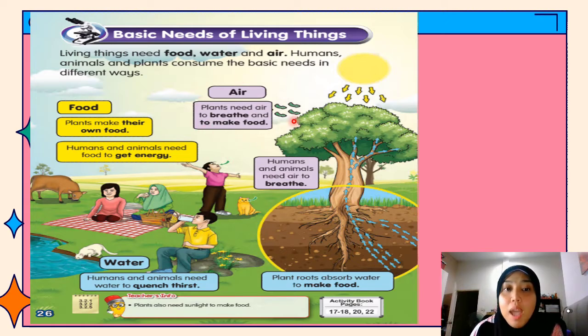So now let's take a look at the next one. Air. Udara. Okay? Setiap benda hidup perlukan udara. So plants need air to breathe and to make food. Tumbuhan perlukan udara untuk bernafas dan membuat makanan. Cuba tengok. Kalau tidak ada udara, tumbuhan tidak dapat buat makanan, tidak dapat menghasilkan buah, tidak dapat menghasilkan sayur.